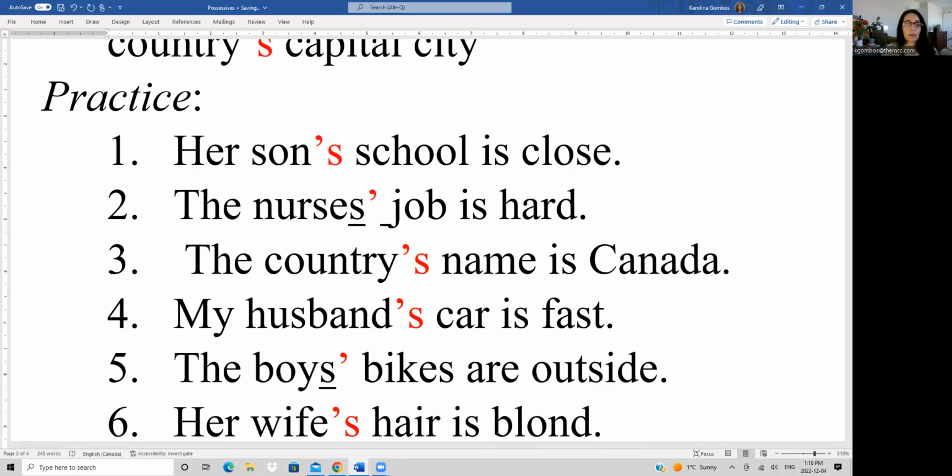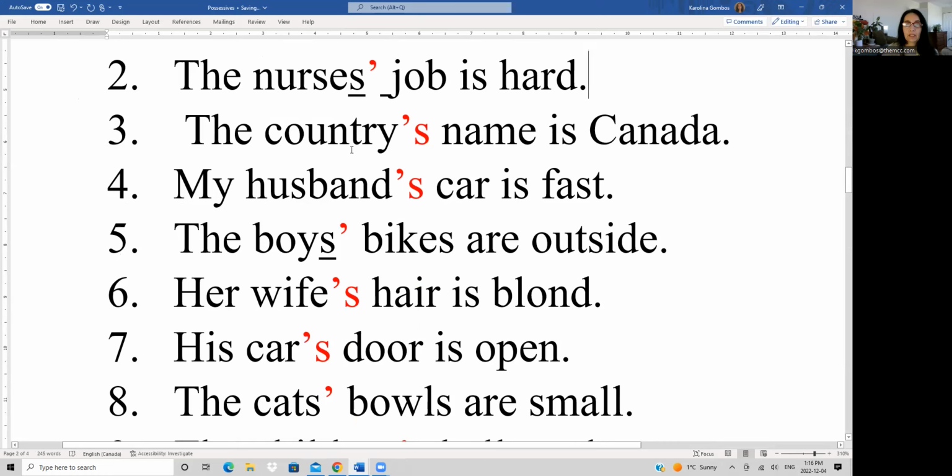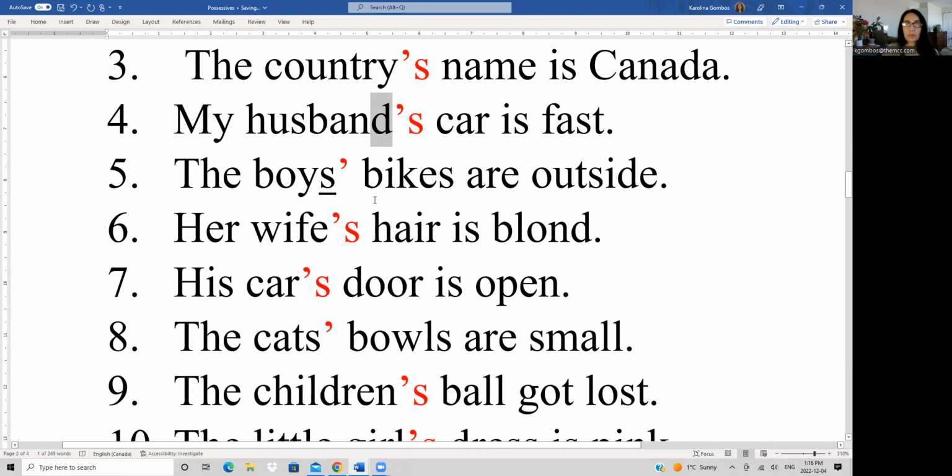Okay, good. Number 3, the country's name is Canada. This country's name is Canada. For example, country again doesn't end with S, so I can put apostrophe S. My husband's car is fast. Again, no S at the end, it ends with a D, so I put apostrophe S. The boys' bikes are outside. Boys, plural, yes? 2, 3, maybe 100 boys playing outside. The boys' bikes are outside. Because I have the S at the end of the noun, I just have to put the apostrophe.